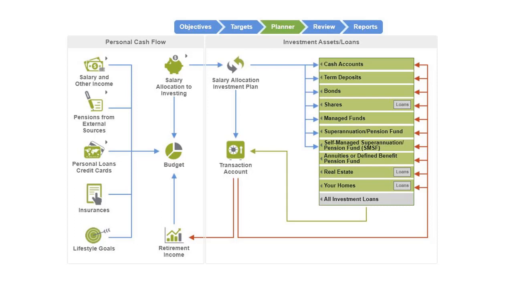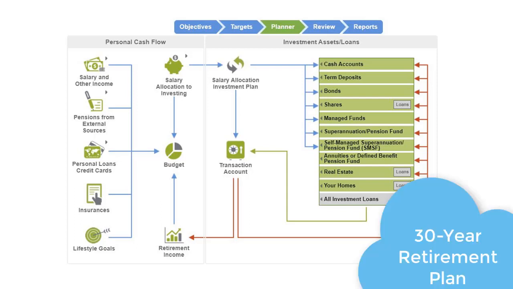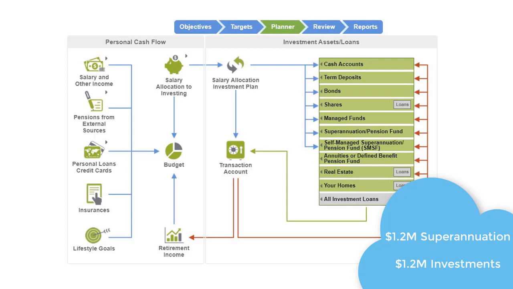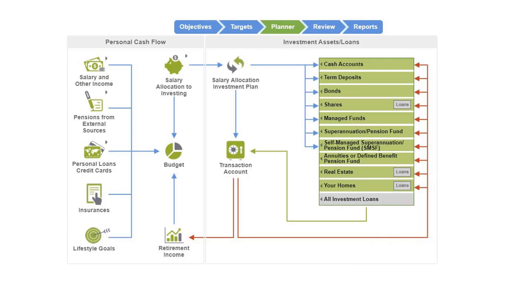For demonstration purposes, screenshots will be from a 30-year retirement plan for a single person with investments of $1.2 million in superannuation and $1.2 million in assets held in other investments. Note that the default rates in this exercise are the average returns for 18 years from the year 2000. These have since been updated to the 20-year average from the year 2000.